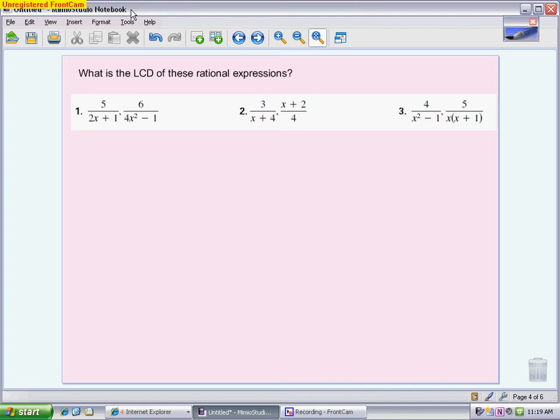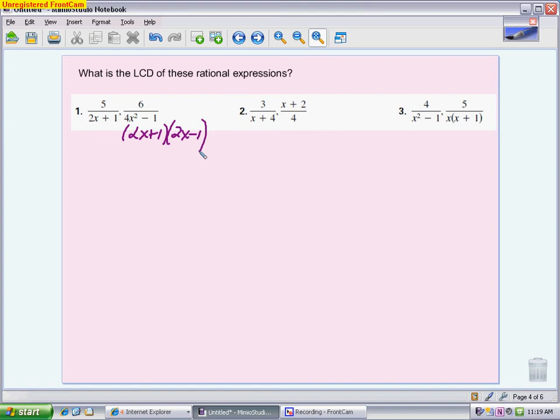When you are looking for the least common denominator, what you want to look at is make sure that every denominator has been factored if possible. So for this first pair, 2x plus 1 is fine, but 4x squared minus 1 should be 2x plus 1, 2x minus 1. To find the least common denominator, you want to look at every unique factor.